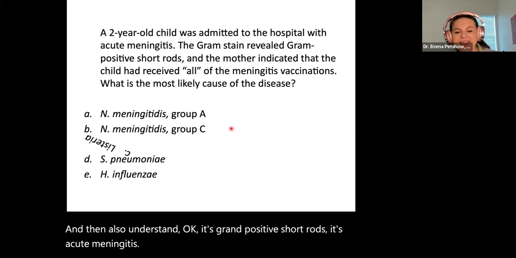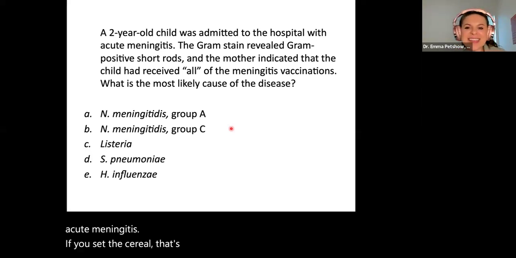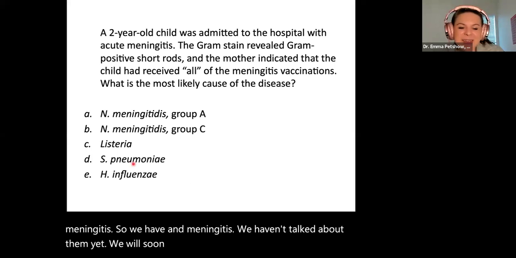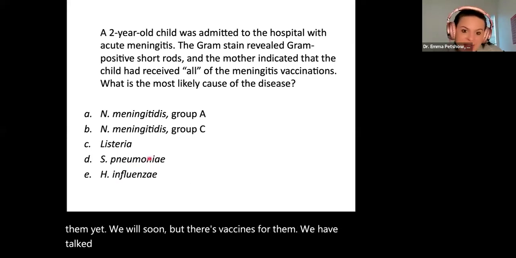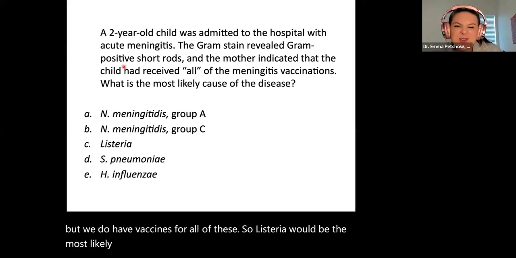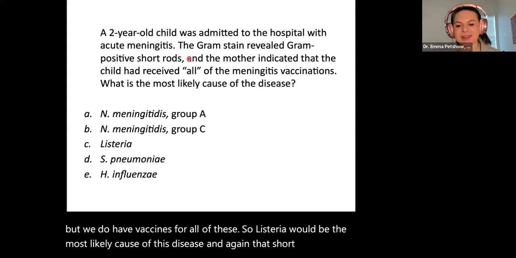If you said Listeria, that's great. This is our non-vaccinated meningitis. So we have N. meningitidis. We haven't talked about them yet. We will soon, but there's vaccines for them. We have talked about Strep pneumoniae. We haven't talked about H. flu, but we do have vaccines for all of these. So Listeria would be the most likely cause of this disease. And again, it's that gram-positive short rod.